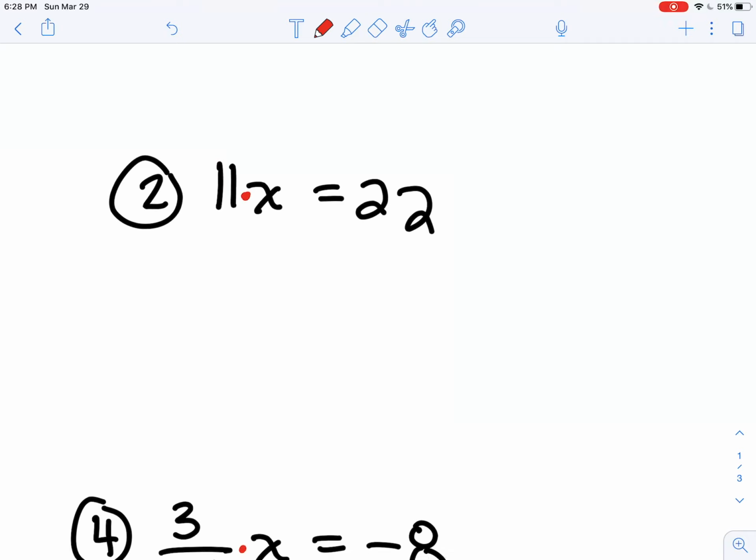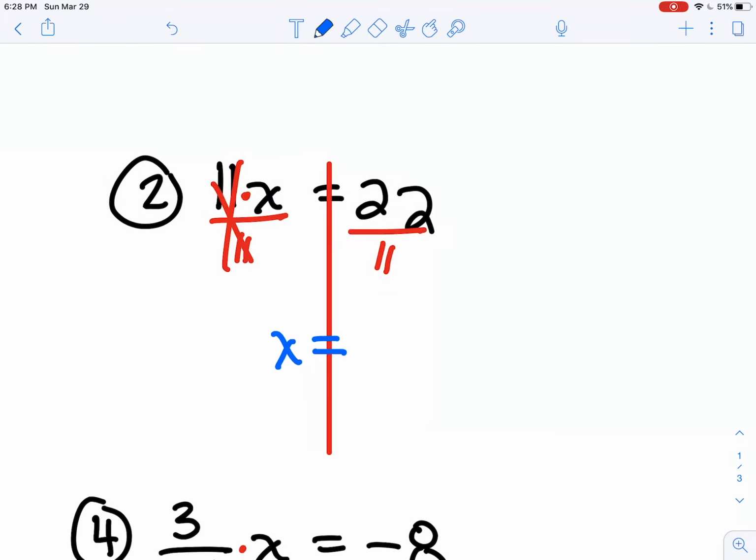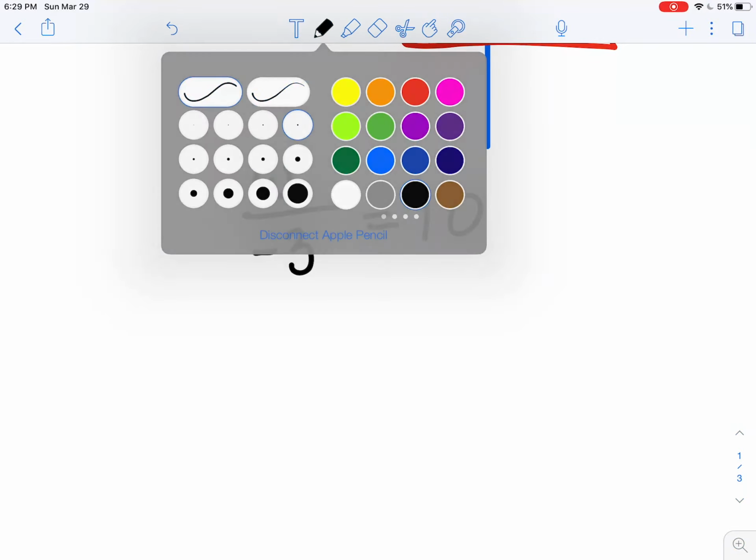Okay? In example number 2, notice how I even have the dot there already. That is multiplication between that 11 and x. So the opposite of multiplying by 11 is going to be dividing both sides by 11. On the left, they cancel out, and I drop down x equals 22 divided by 11 is 2.